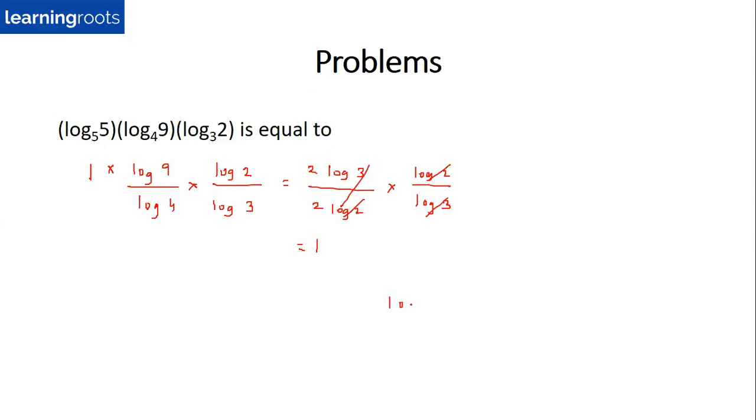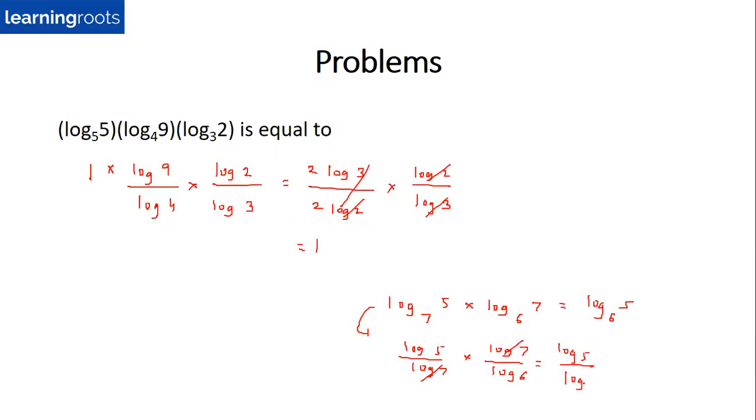So if you have something like, say, log 5 to the base 7, and you're multiplying this with, say, log of 7 to the base 6, the answer of this will be nothing but log of 5 to the base 6. Because how it works is, if you change base, it becomes log 5 upon log 7 into log 7 upon log 6. Right? So this log 7 will cancel out. You'll be left with log 5 upon log 6. And that is something that you can write as log 5 to the base 6.